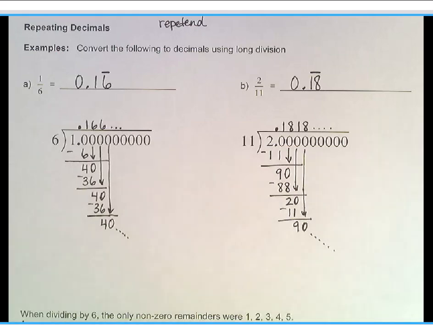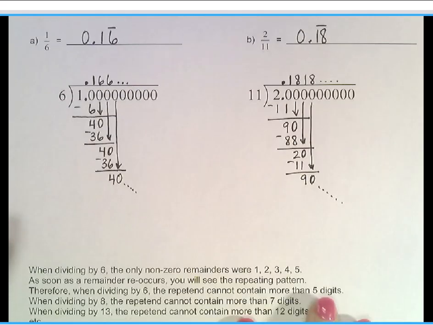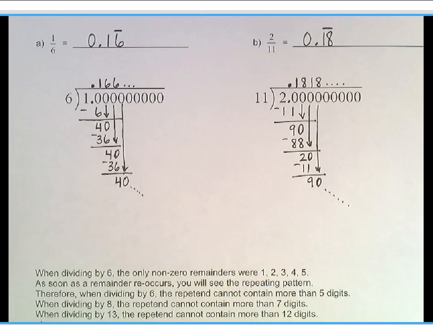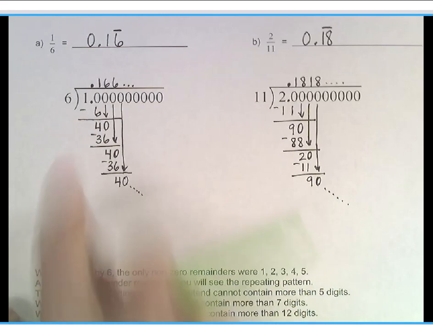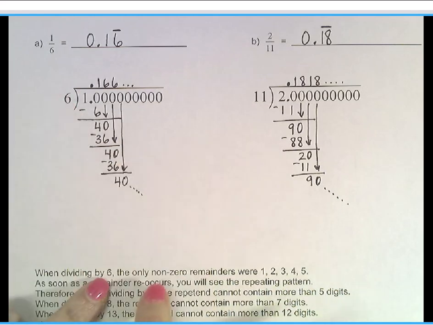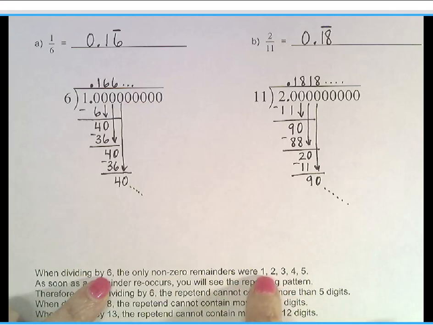So here's more information about repeating decimals than you probably ever wanted to know. But let's look at these little notes that I have here. When you're dividing by 6, like when we divided by 6 up here, the only non-zero remainders you could get would be a remainder of 1, 2, 3, 4, or 5. You can't get a remainder of 6 because if you get a remainder of 6, that means the 6 could divide in more.